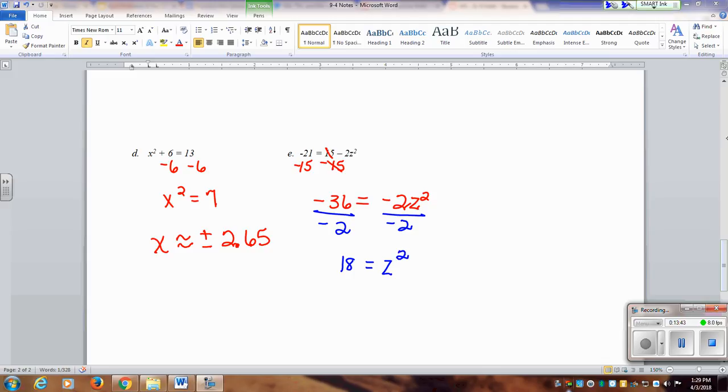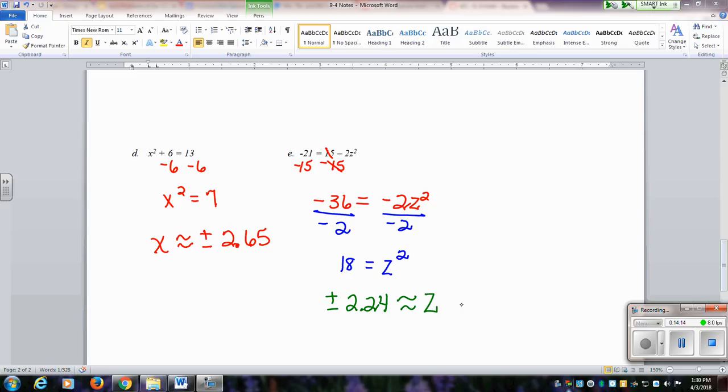When I take the square root, I'm going to go ahead and do that on my calculator. Second, square root 18. I get 2.242. So plus or minus 2.24 is approximately equal to z. So there's my x-intercepts. So there's the lesson.